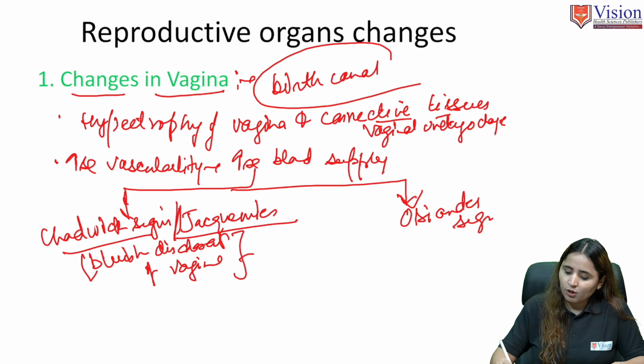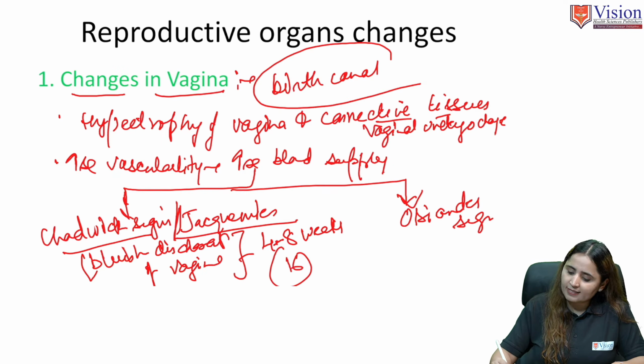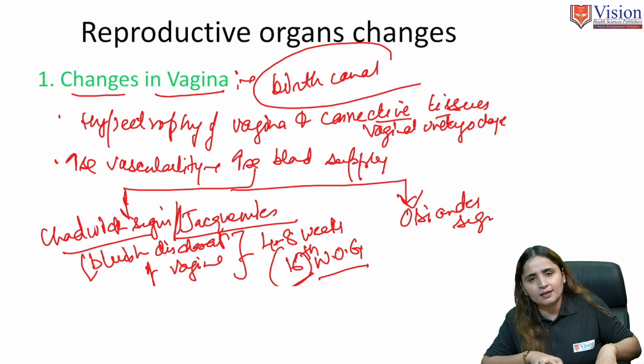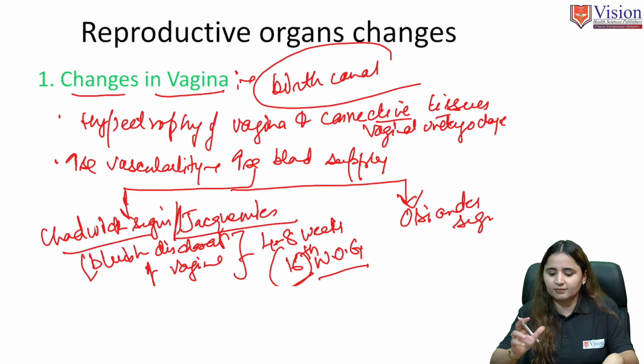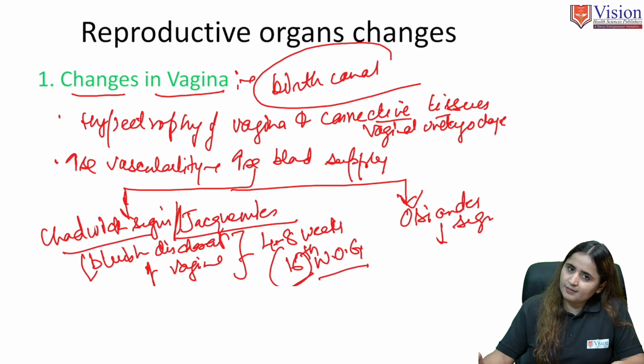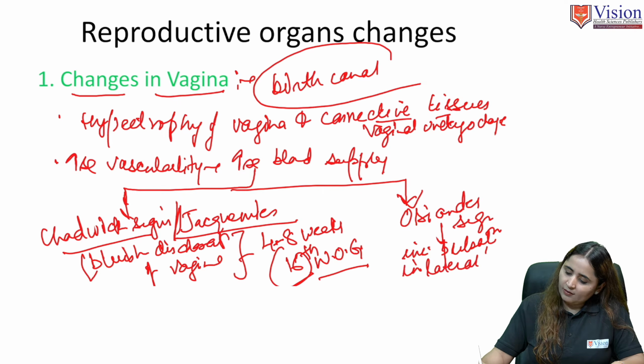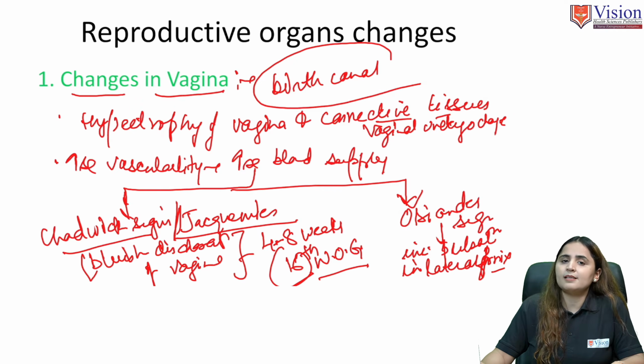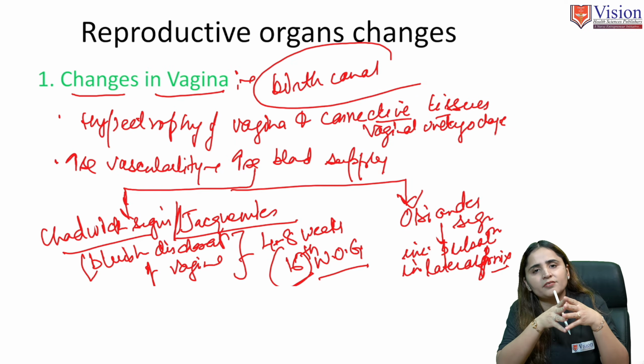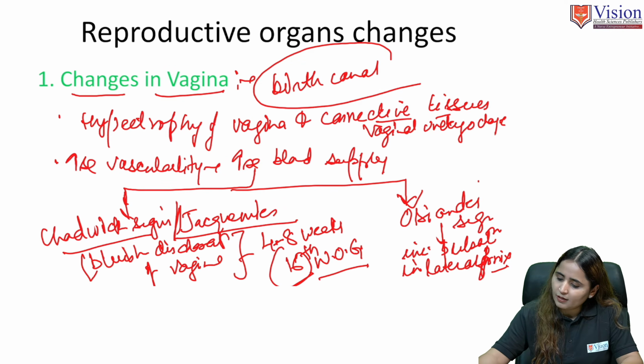it happens around 4 to 8 weeks of pregnancy, and remember its peak level is at the 16th week of gestation. So due to the increase in blood supply and vascularity, there is the Chadwick sign, and another one is the Osiander sign. Osiander sign is increased pulsation in the lateral fornix. Due to the increase in the blood supply in the lateral fornix of the vagina, there is a feeling of increased pulsation, and this sign happens around 6 to 8 weeks of pregnancy.